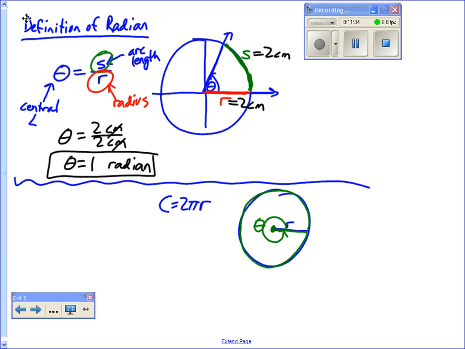So what happens, your arc length ends up being, so your 2 pi is your theta, isn't it? Theta, that's your central angle, times r, the radius, right? Our central angle here is 2 pi, and our circumference here is s, the amount of the arc length. Okay.